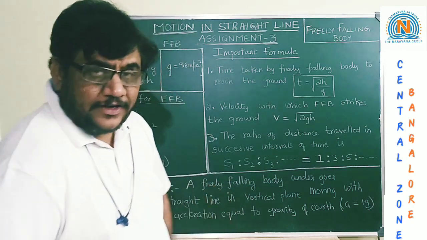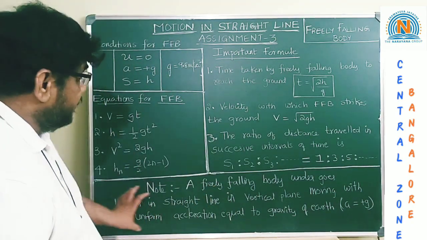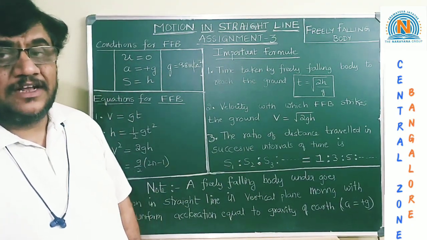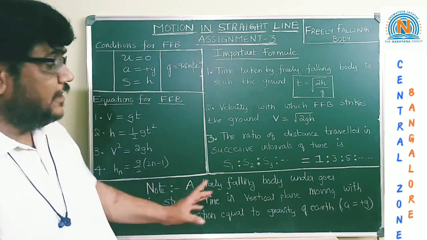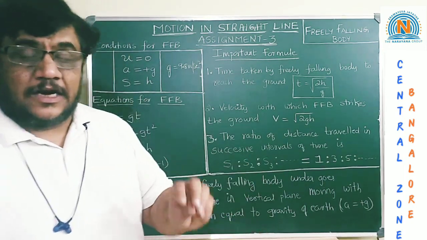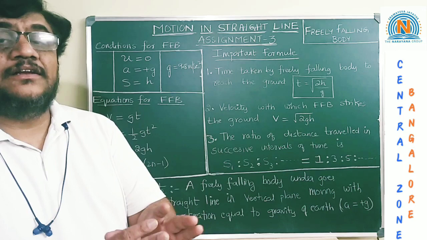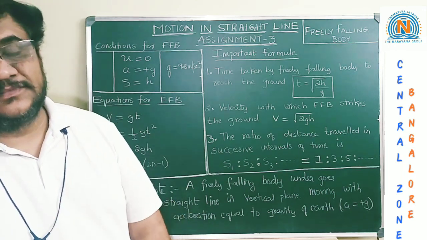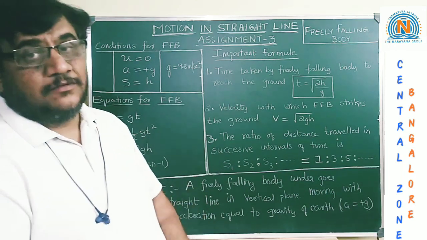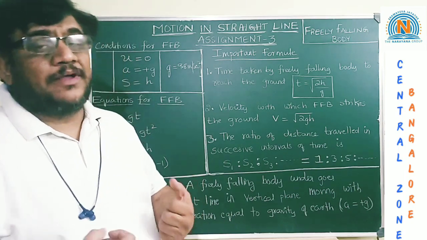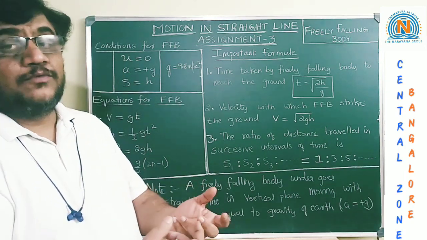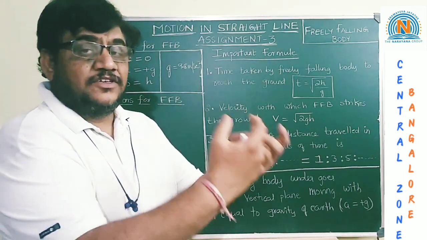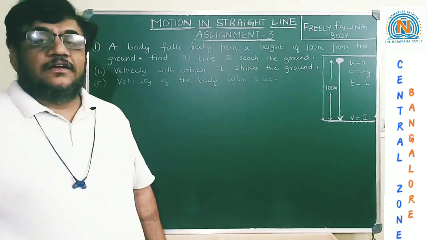An important note: what everyone has to understand is that a freely falling body undergoes motion in a straight line in the vertical plane and moves with uniform acceleration, which is equal to the acceleration due to gravity of Earth.